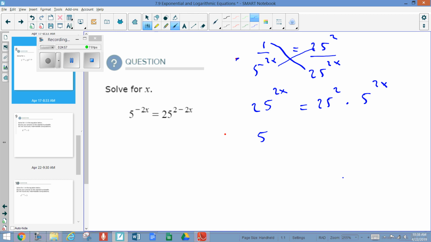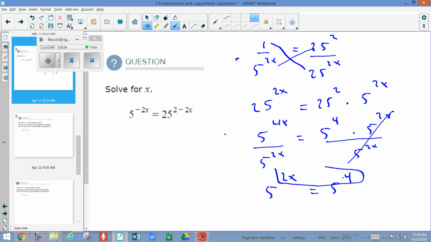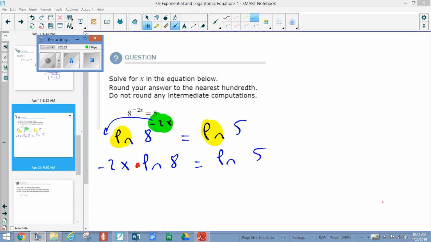5 to the power of 2 times 2x. 5 to the power of 2 times 2. 5 to the power of 2x. Divide both hand sides. So, when the bases are the same, you subtract exponents. 4x minus 2x. So when the bases are the same, exponents are the same, x equals 2. Thank you very much.